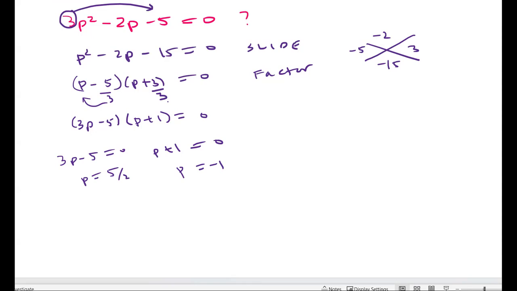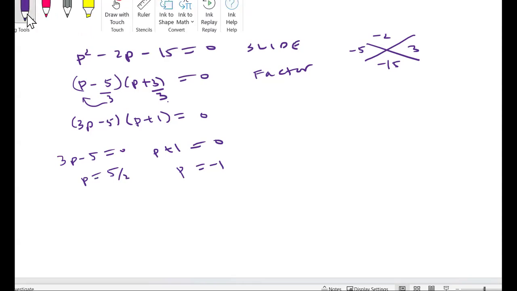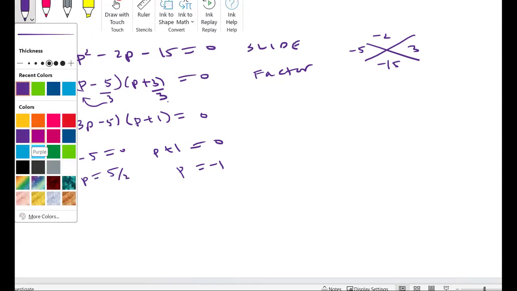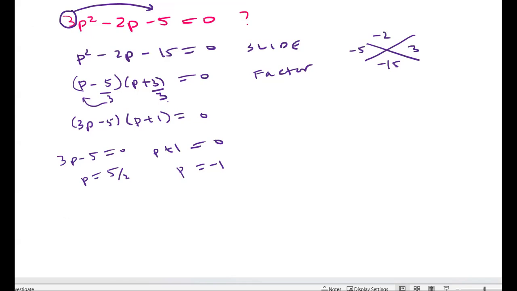So let's try another one together, and then I'll let you try one on your own. I'll do it on this side so you can use it as a reference. Let's say we have 9x squared minus 3x minus 2 equals 0. Again, the first step is we need to take that 9 and multiply it to the back. That gives us x squared minus 3x minus 18 equals 0.